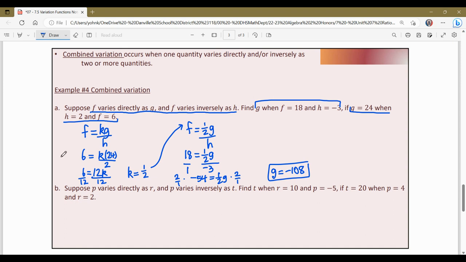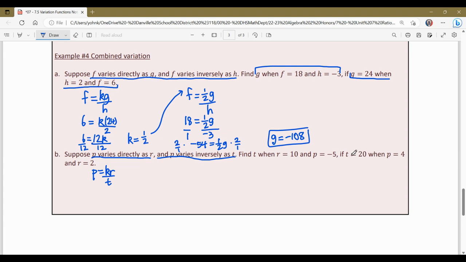Okay, part B. Suppose P varies directly as R and P varies inversely as T. Find T when R equals 10 and P equals -5, if T equals 20 when P equals 4 and R equals 2. All right, so P varies directly as R. So P equals KR. And P varies inversely as T, means that T goes in the bottom.